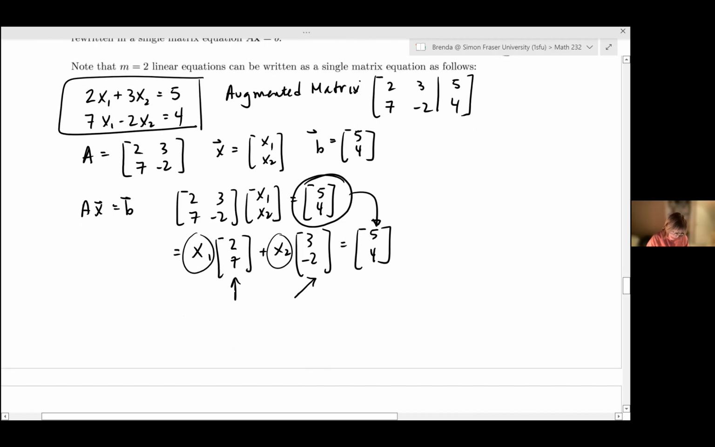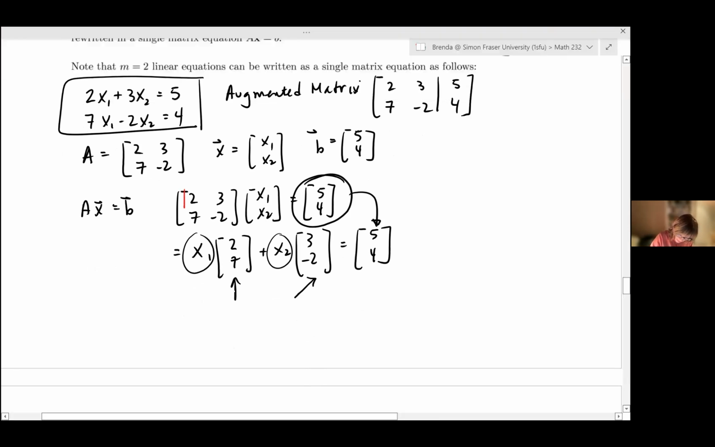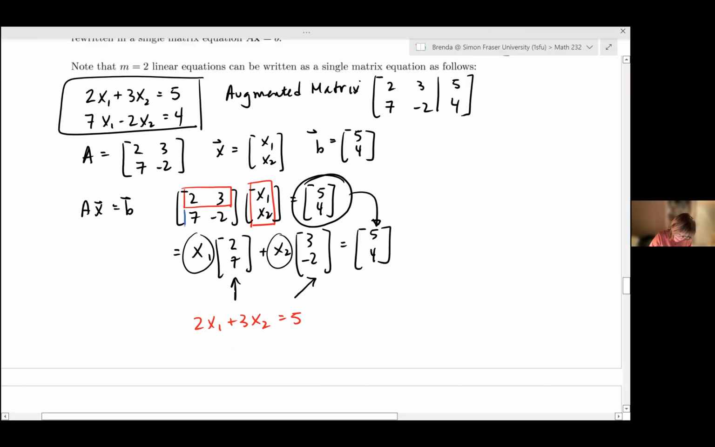The other way we can think of this, and we're going to go through this again in detail, is in some sense our usual type of multiplication. We take the first row of the matrix and we multiply by the column. That gives us 2x1 plus 3x2 equals 5. Then we take the second row of the matrix and multiply by the column and we get 7x1 minus 2x2 is equal to 4.